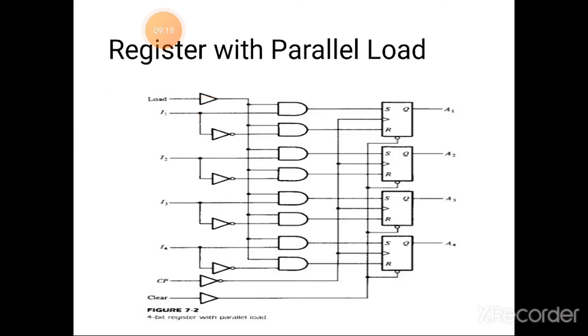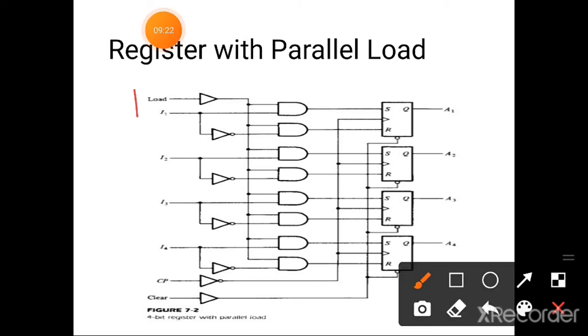When the load control input goes to 1, the inputs I1, I2, I3 and I4 specify what binary information is loaded into the register on the next clock pulse. So these I1, I2, I3, I4 are input lines. Input lines means the information that has to be transferred on the next clock pulse is held by the inputs I1 to I4. It holds the binary information which is loaded into the register on the next clock pulse.